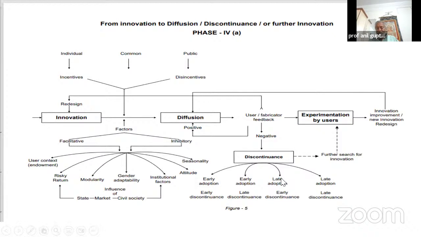Then there are people who late adopt and early discontinue. They're watching everybody. They're learning from others' experience. Now they think, okay, I'm ready to adopt this solution. And then they may also discontinue early if their feedback is not good. And of course, late adoption, late discontinuance. So there are different models of discontinuance. A lot of us have studied adoption, but have not studied discontinuance.